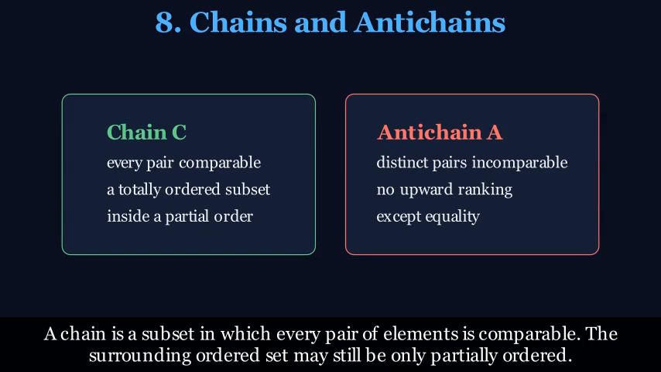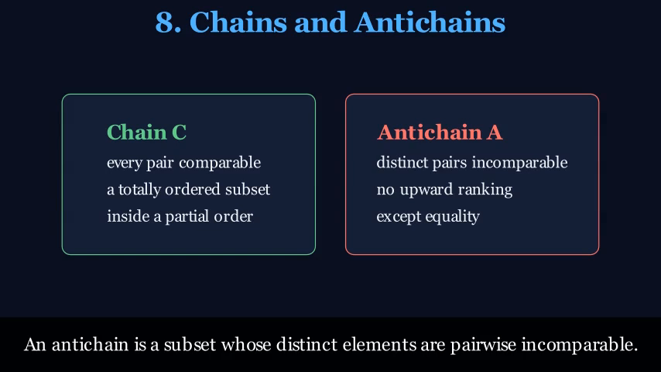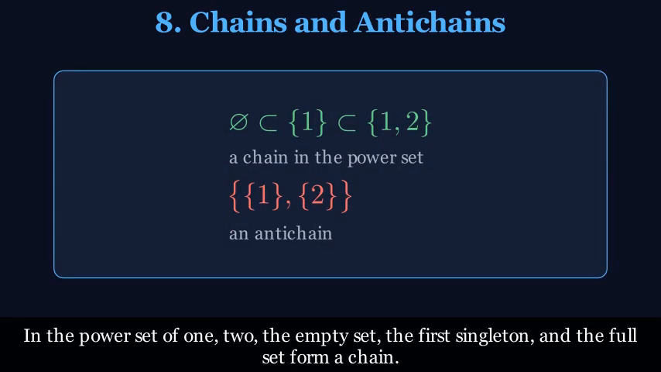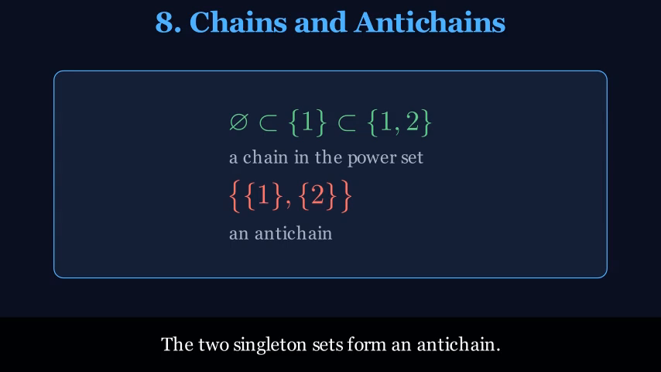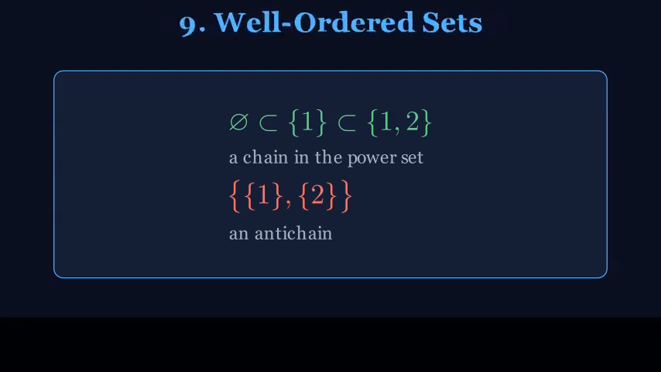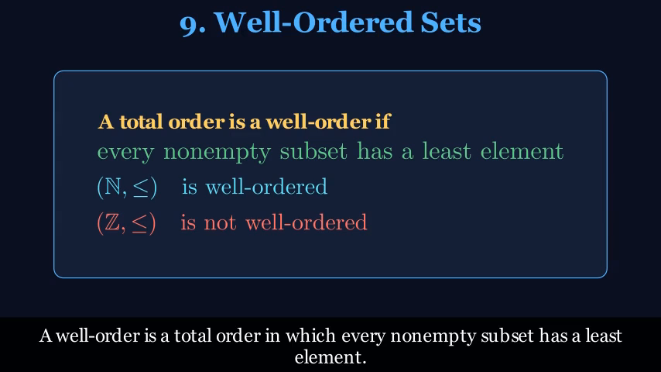A chain is a subset in which every pair of elements is comparable. The surrounding ordered set may still be only partially ordered. An antichain is a subset whose distinct elements are pairwise incomparable. In the power set of {1, 2}, the empty set, the first singleton, and the full set form a chain. The two singleton sets form an antichain. An upper bound of a chain must lie in the ambient ordered set, but it need not lie in the chain itself.